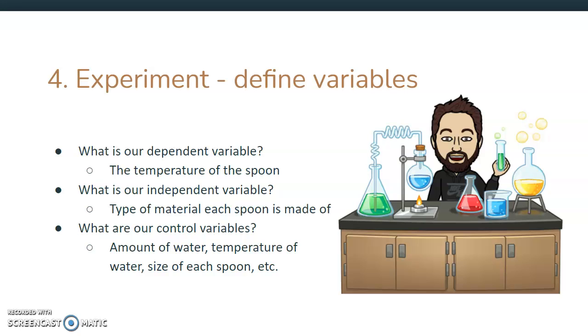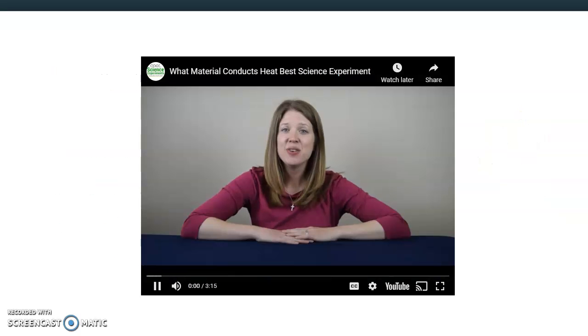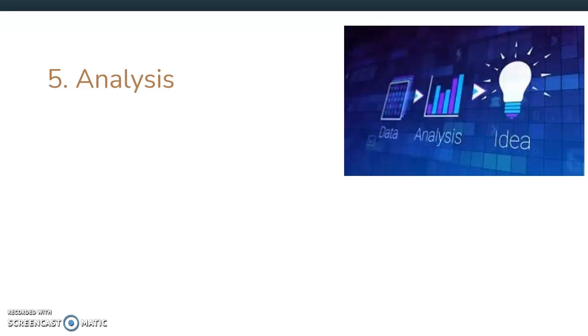So we want to keep the amount of water the same, the temperature of the water, the size of the spoon, lots and lots of variables, maybe the temperature of the room. We want to keep all of these the same, so that the only thing we're changing, the only thing that's different between each of them, is the material. So this is our video, so please pause and go watch that. And then we'll finish our analysis.